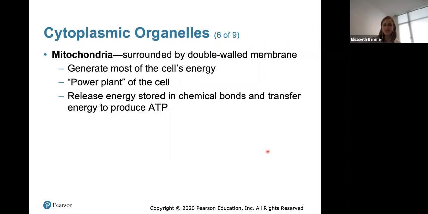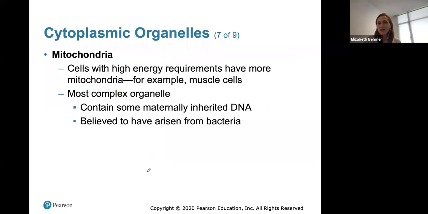A mitochondria is the power plant of the cell. So mitochondria, power plant, the big thing I want you to know about mitochondria is that it creates ATP. This is the source of energy for the cell. Your mitochondria will release energy stored in chemical bonds, transfer the energy to produce ATP, and the mitochondria are surrounded by double-walled membranes. Cells with high energy requirements will have more mitochondria, like your muscle cells, your cells in your brain. Your mitochondria are the most complex organelle. They contain some maternally inherited DNA, and they are believed to have arisen from bacteria.